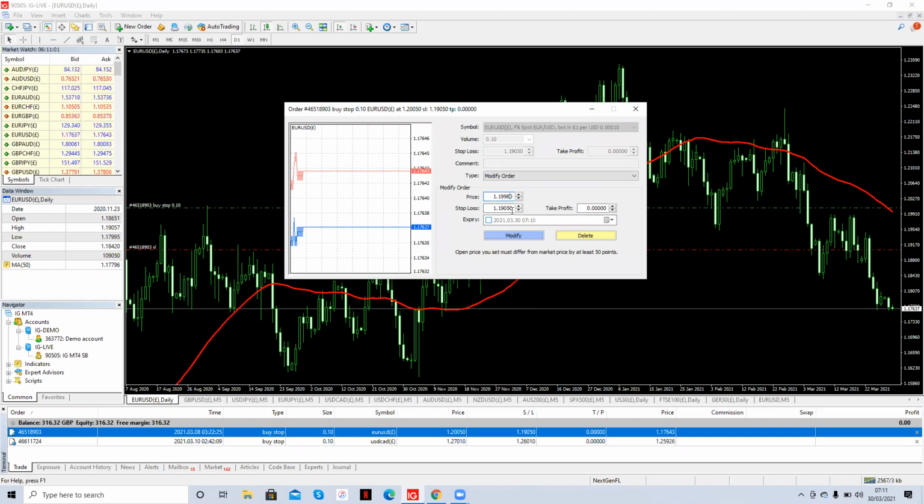So I'll just modify my order to 2 pips above the moving average at 1.1998, and 20 pips below. My stop loss usually for swing trading is 100 pips, so that'll be 1.1898.